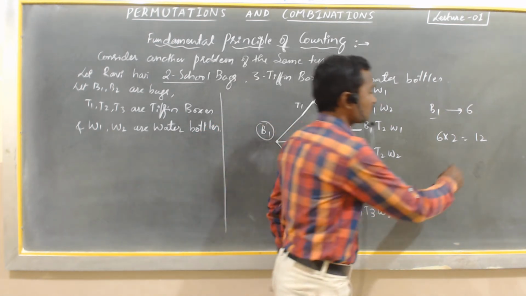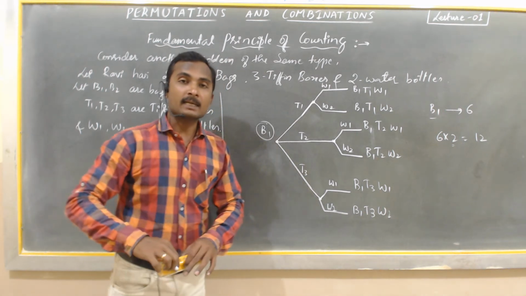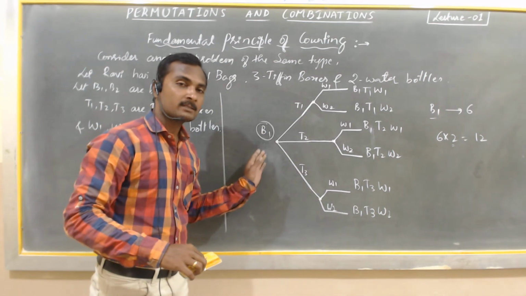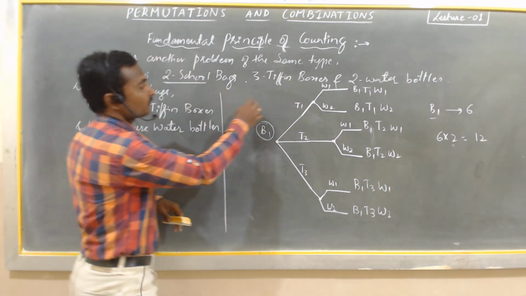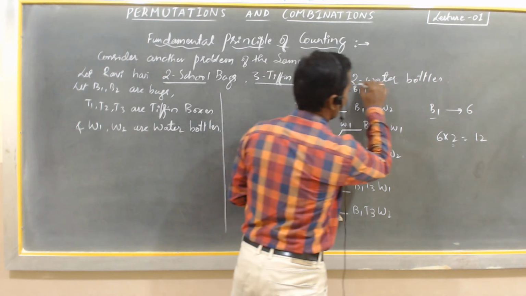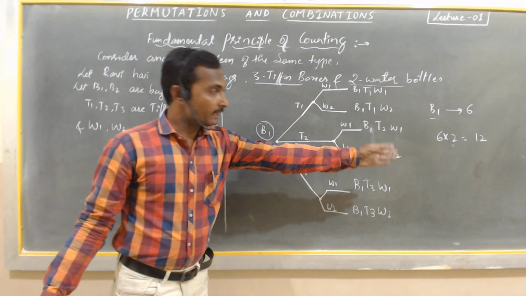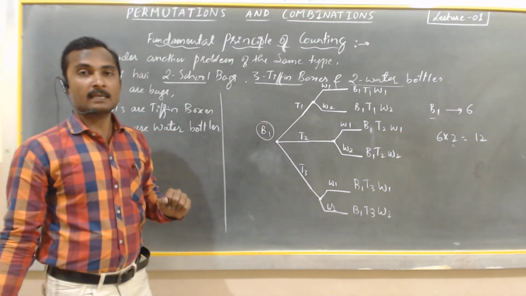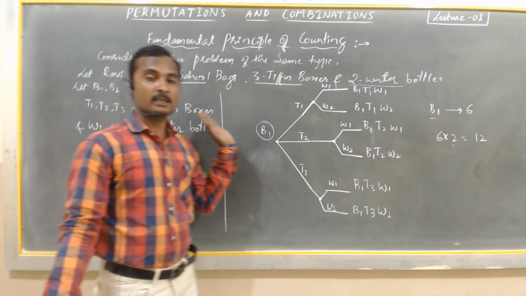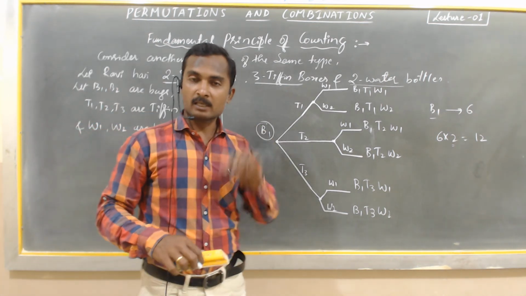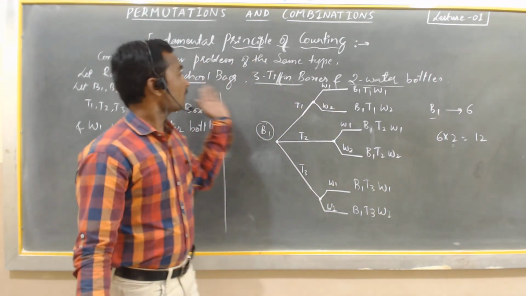Similarly, Mohan has 2 bags, therefore 6 into 2, 12. Totally we can arrange 12 sets of the tiffin box, bags, and water bottles. That is, with these 2 school bags, 3 tiffin boxes and 2 water bottles, Mohan can completely arrange 12 sets. He can arrange 12 pairs, or you can say 12 arrangements can be done without any repetition.